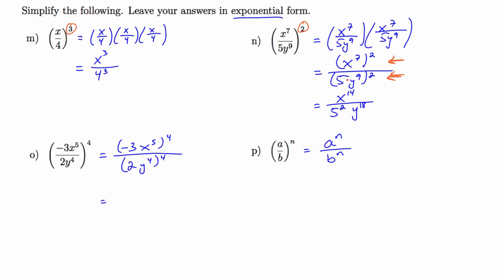We'll now apply that outer exponent using our product to a power rule, and that will give us negative 3 to the fourth, x to the fifth to the fourth, but we know when we have powers to powers, we multiply, so x to the 20th, and in the denominator, we'll have 2 to the fourth and y to the fourth to the fourth, which means we will end up multiplying those two powers, giving us y to the 16th. Again, only because it tells me to leave the answer in exponential form do I not try to simplify this a little bit further.